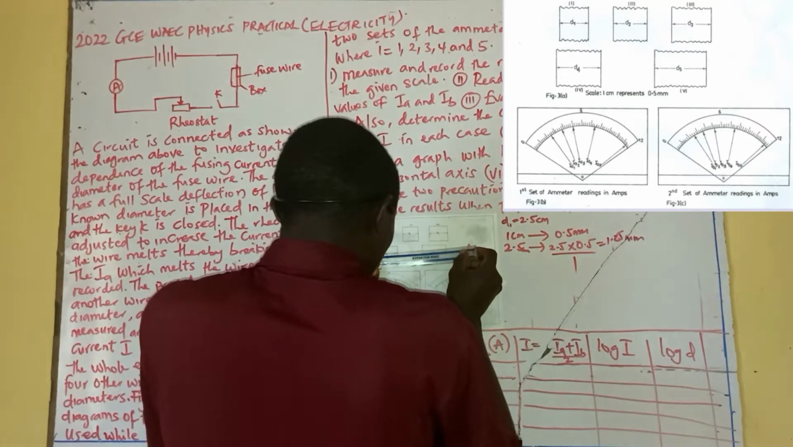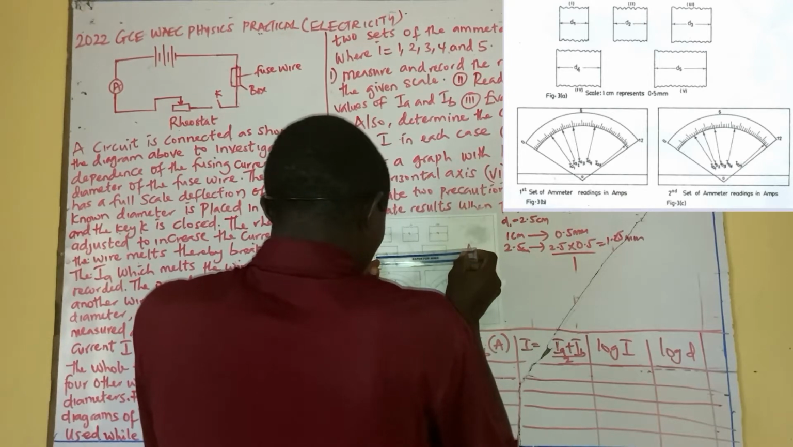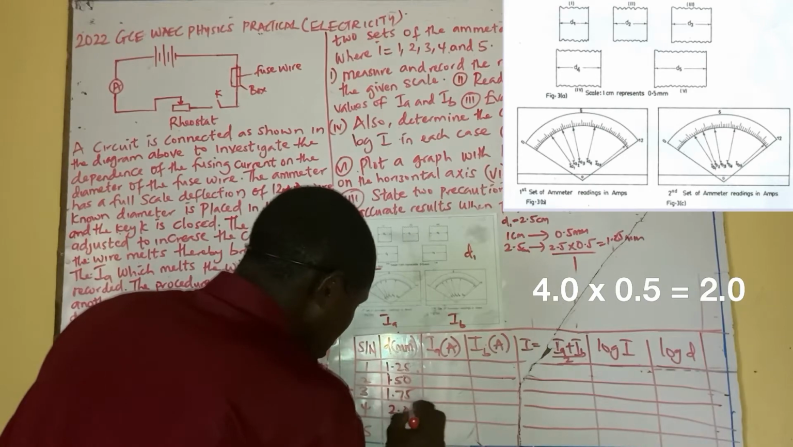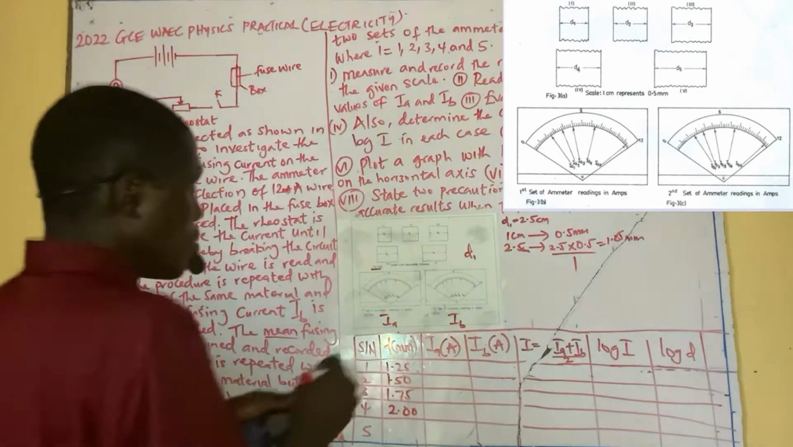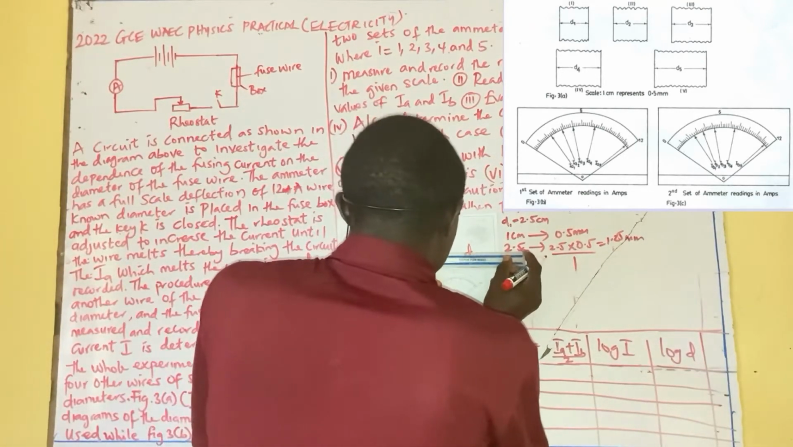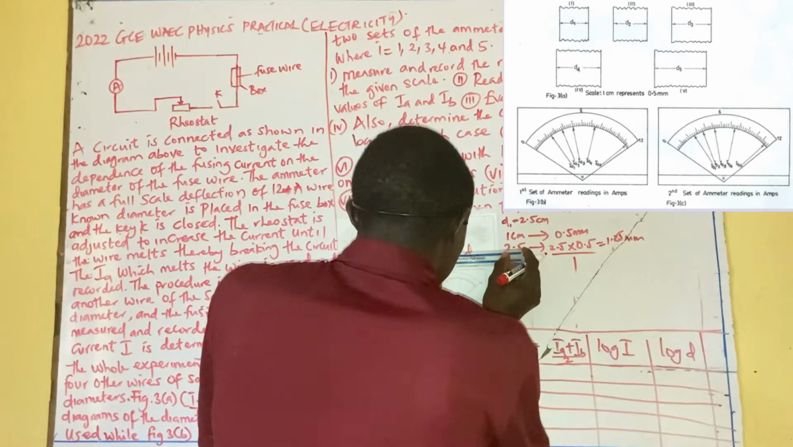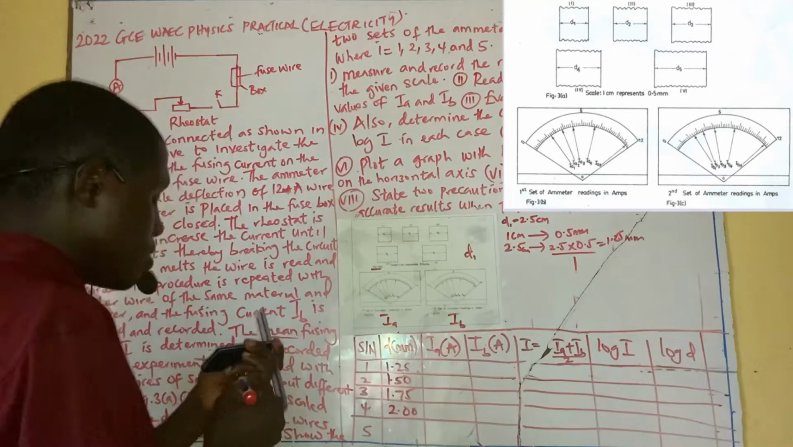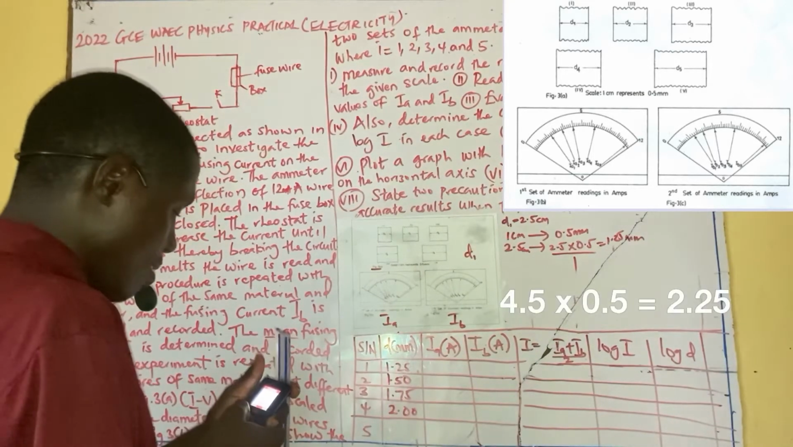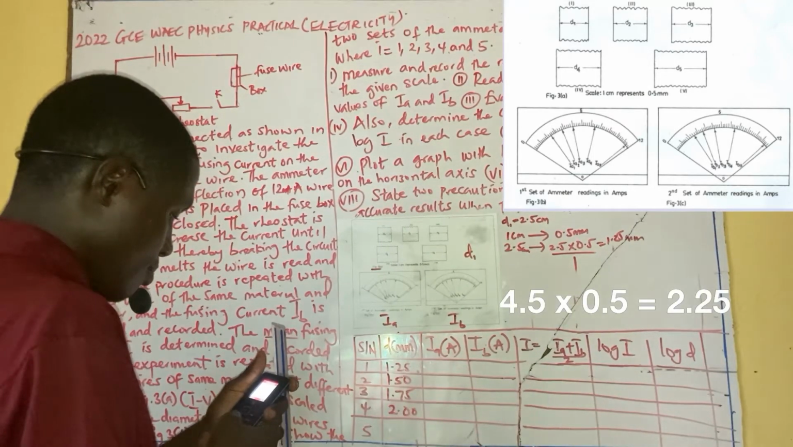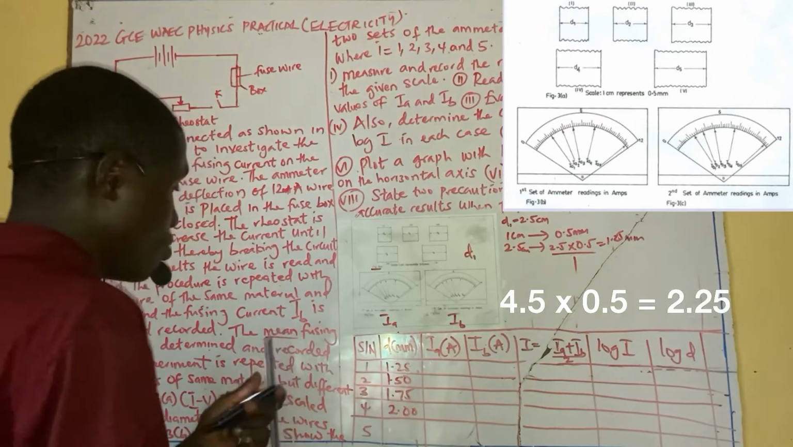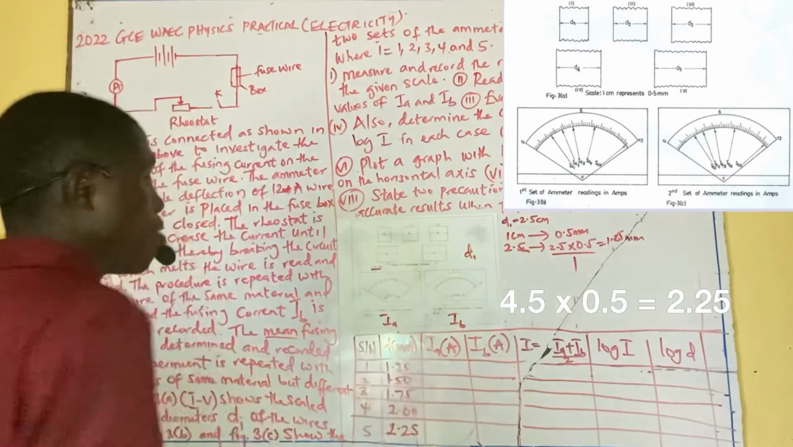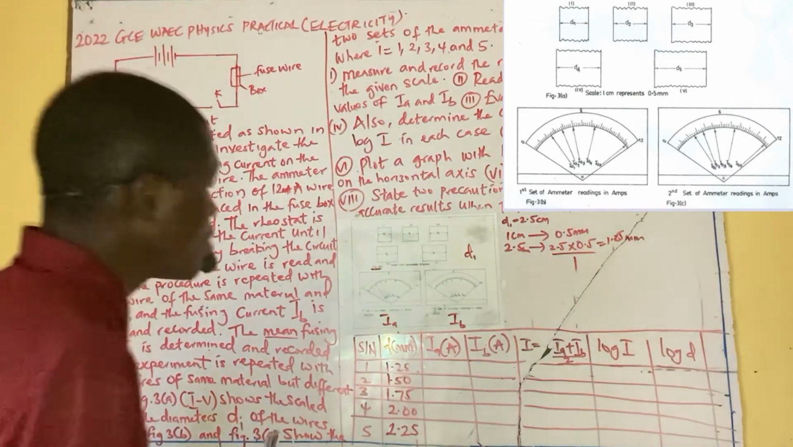The next one is almost 4. So this one will be 2.0. The last one here is 4.5. You can see it's increasing by 0.5. 4.5 times 0.5 gives 2.25. So these are the values of D. Now let's go to IA.